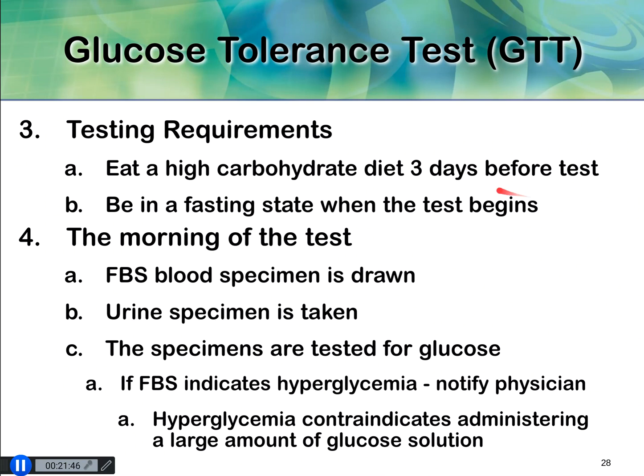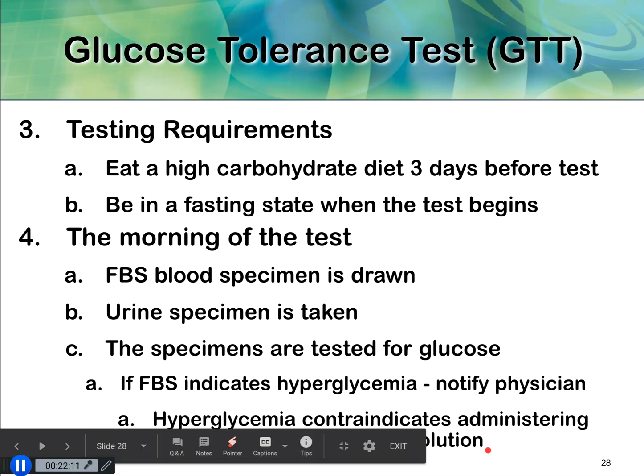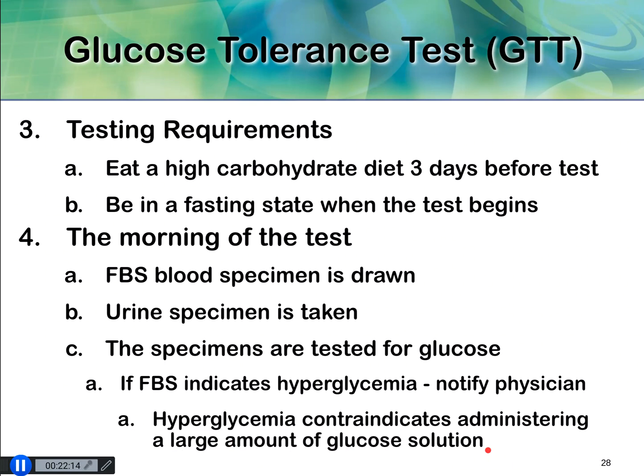So there's different forms of it, right? For this one, they're going to have the patient eat a high carbohydrate diet 3 days before, and then fast coming in for the test for 12 hours. And then they take a fasting blood specimen and then a urine specimen, test them both for glucose. And if they're high, then that could indicate hyperglycemia, which would contraindicate administering a large amount of that glucose drink.